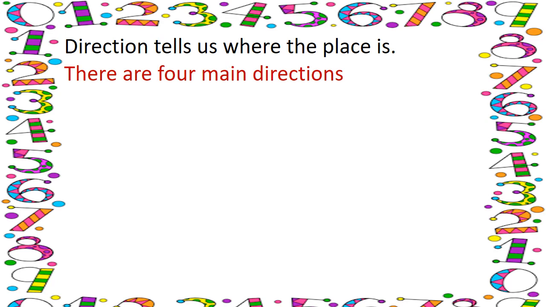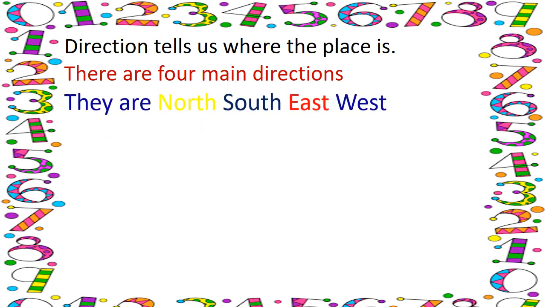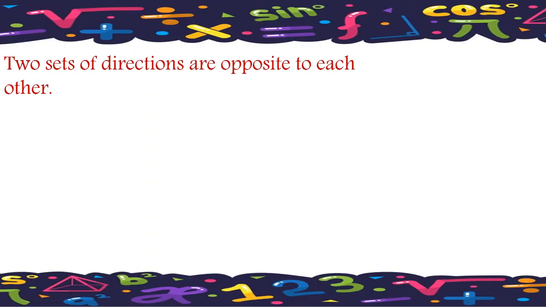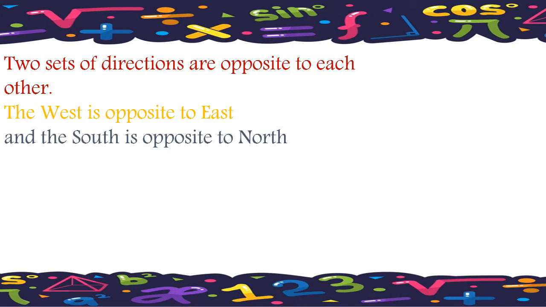Now direction. Direction tells us where the place is or where the object is exactly located. There are four main directions. They are north, south, east and west. You can see the compass: north, south, east and west. So students, keep it in your mind that two sets of directions are opposite to each other. The west is opposite to east and the south is opposite to north.